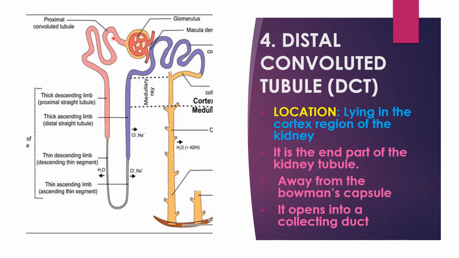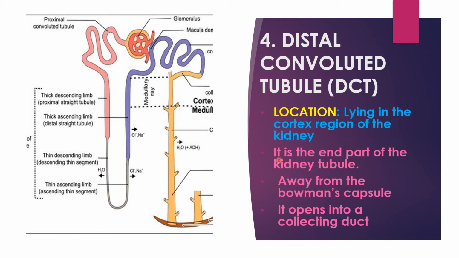What other structures are located in the cortex region of the kidney? One is Bowman's capsule, that is Malpighian capsule, and proximal convoluted tubule. Proximal convoluted tubule, Bowman's capsule and this distal convoluted tubule lie in the cortex region of the kidney. Then the loop of Henle is located in the medulla region of the kidney.